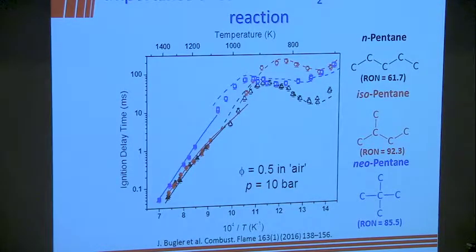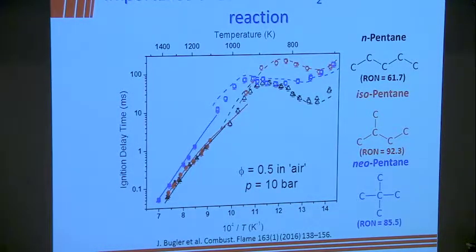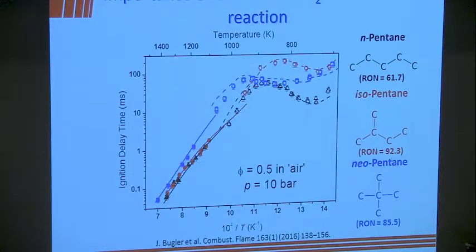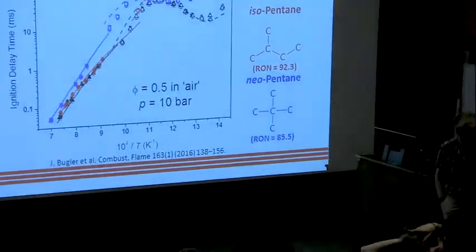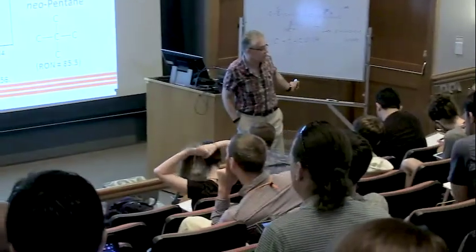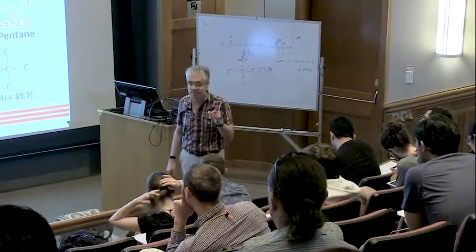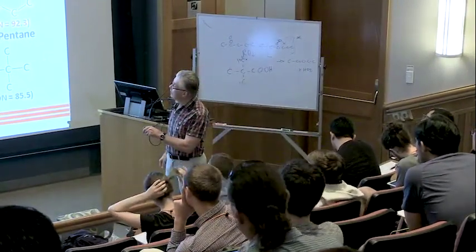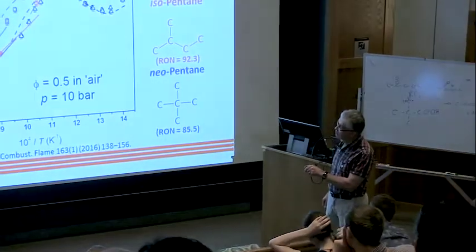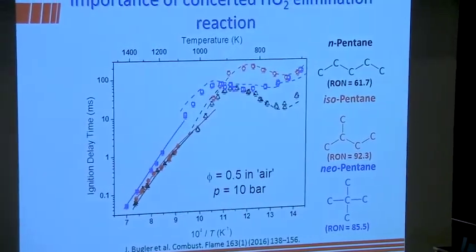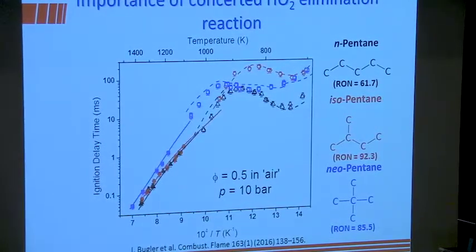You do see some NTC, right? You do see some NTC, and that's due to those propagation, the cyclic ether and the other beta scission products. Okay? But a significant contributor is this concerted elimination reaction. Okay? And it's not present in neopentane. But because it's not present, okay, we get more reactivity in the NTC region, but we actually get less reactivity in the intermediate temperature regime.